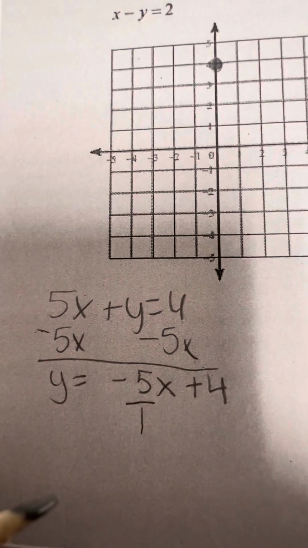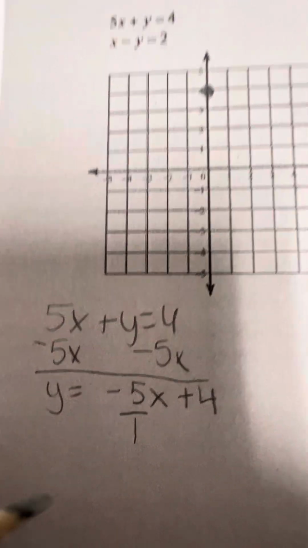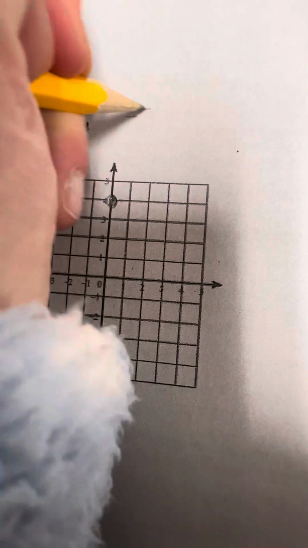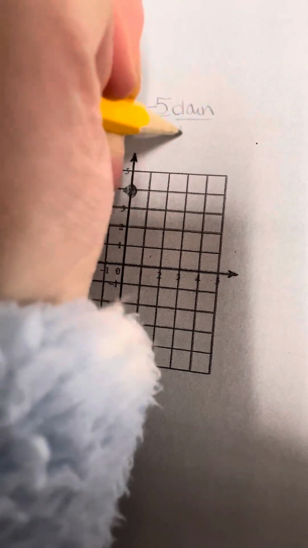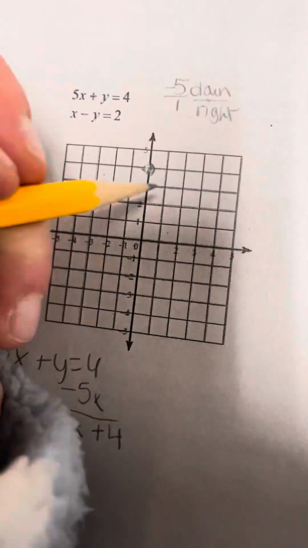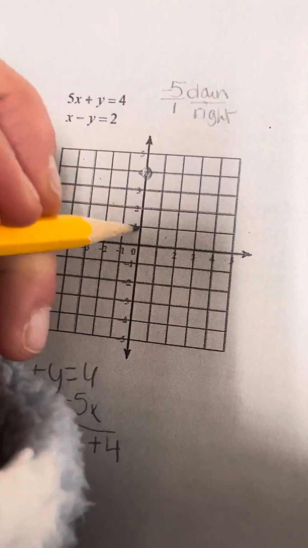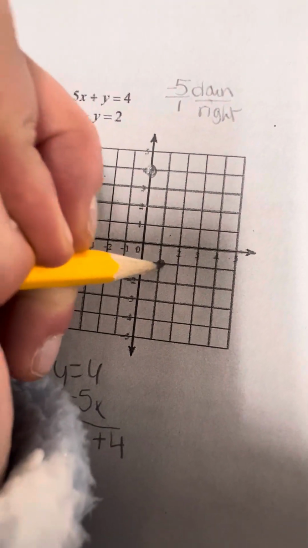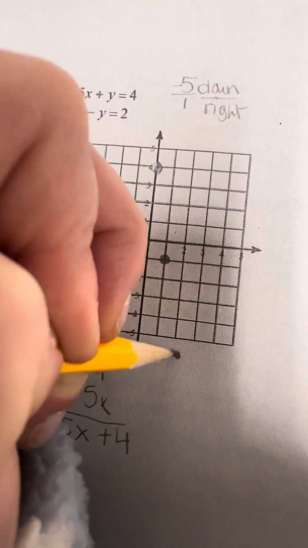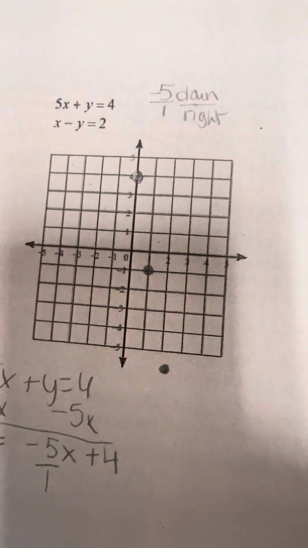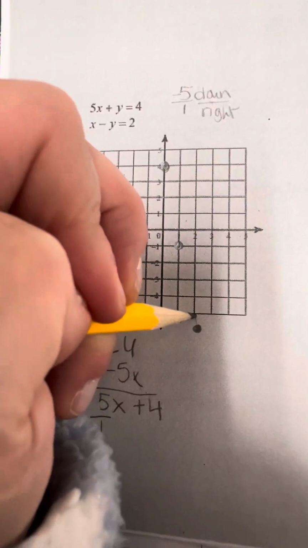And then I'm going to use a negative 5 over 1, which means I'm going to go down 5 spaces and right 1. So I'm going to go down 1, 2, 3, 4, 5 over 1. If I do 1, 2, 3, 4, 5 over 1, I'd be off the graph, but it's only by 1, so I can just put that. Connect our dots.